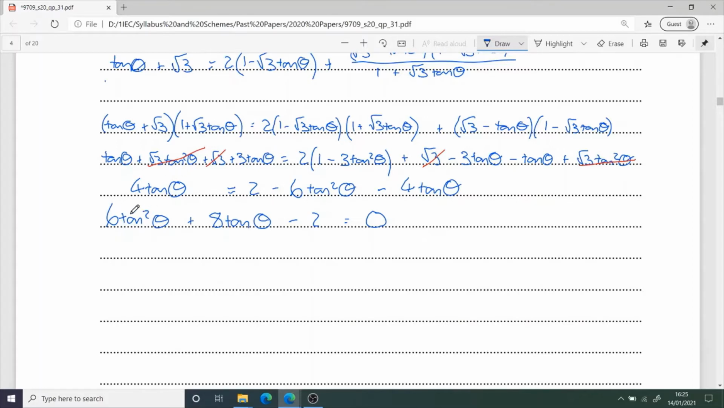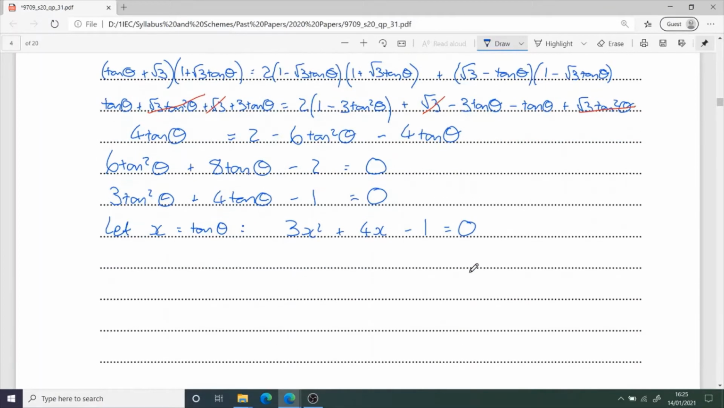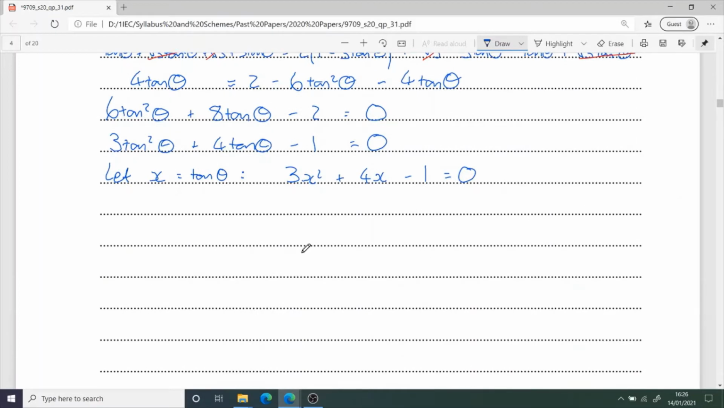You should notice that actually this is all divisible by 2, so it's going to make our lives a little bit easier to divide all of that by 2 and get 3 tan squared theta plus 4 tan theta minus 1 is equal to 0. Let's say something like let x equal tan theta, and rewrite our equation as 3x squared plus 4x minus 1. Let's see if it factorises.